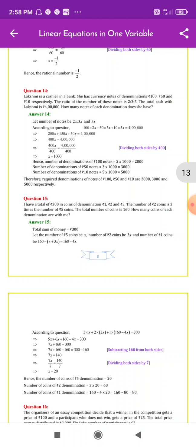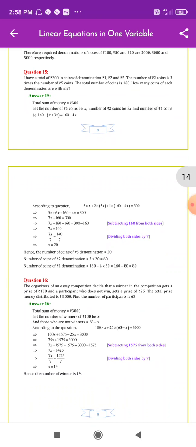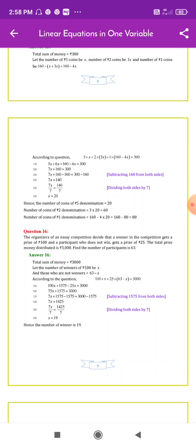Now go to question number 15. Question number 15 is also the same as what we had done in question number 14. If you have any doubt you can ask me. Now go to question number 16.